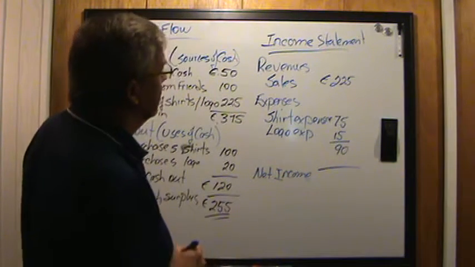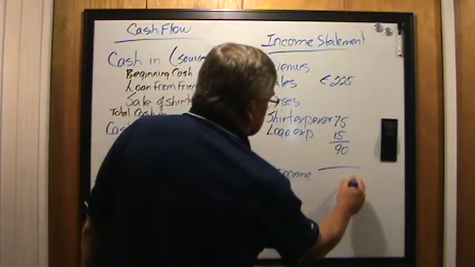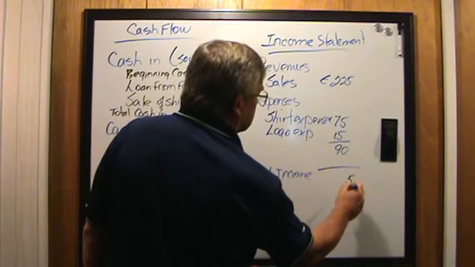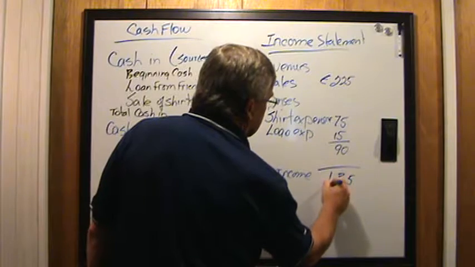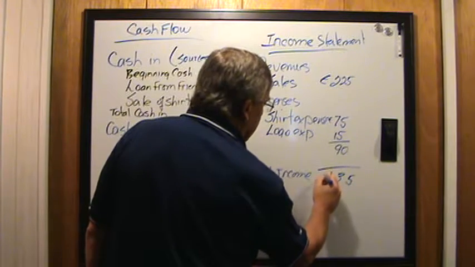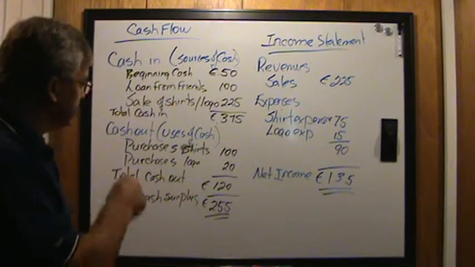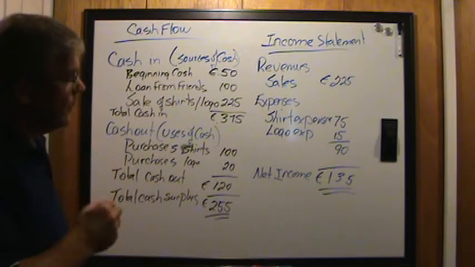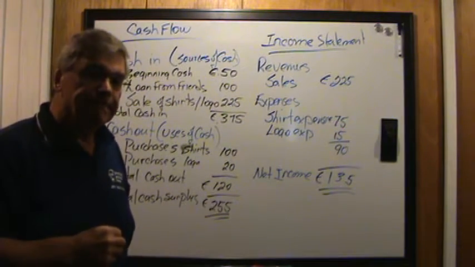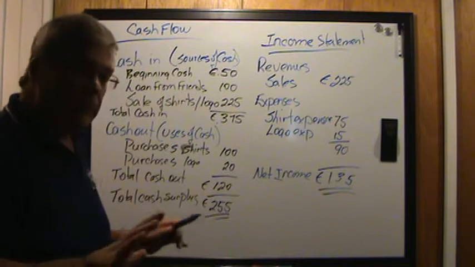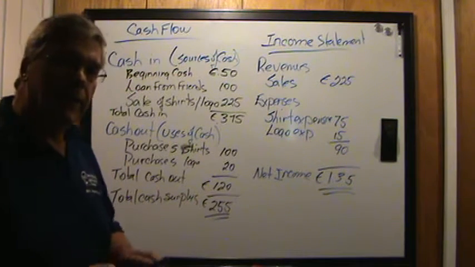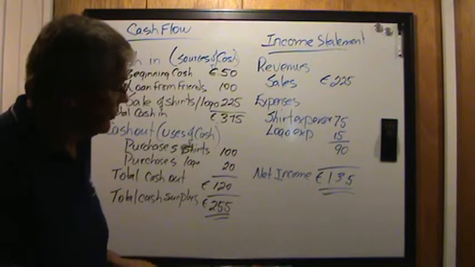Okay, so net income is 135 euros, and again a double underline. All right, now with this information we can calculate the balance sheet, which is slightly different.